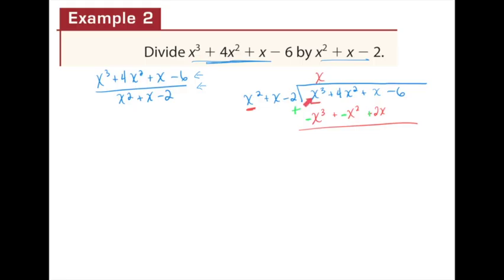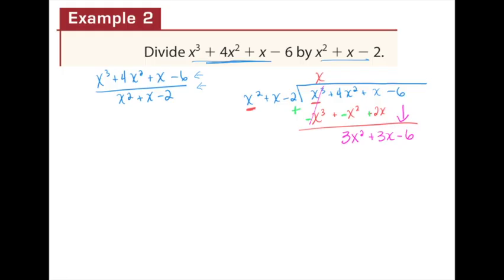And so I have a positive x cubed and a negative x cubed. Those will cancel. And then I have a 4x squared and a negative 1x squared. That gives me a 3x squared. I have a 1x and a 2x. That gives me a 3x. And then just like in long division, I bring down that guy right there. So I'm going to bring down a negative 6. All right.